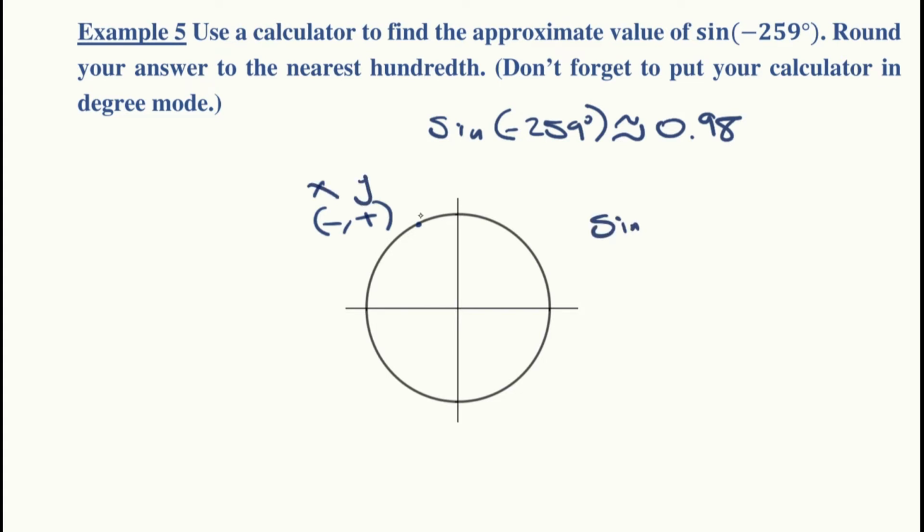So the sine of negative 259 degrees, which is y over r of course, always positive, is going to be positive over positive, which should be positive because the y value is positive. So we expected a positive sine value for negative 259 degrees anyway, right? And that is what we need to do there.